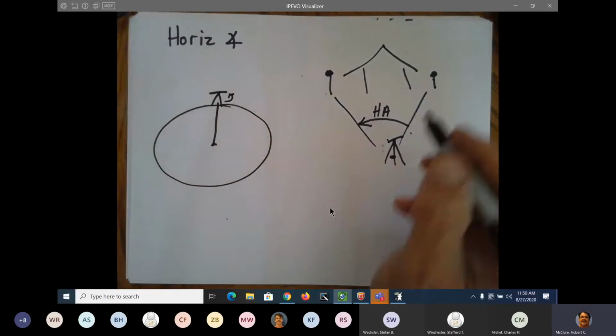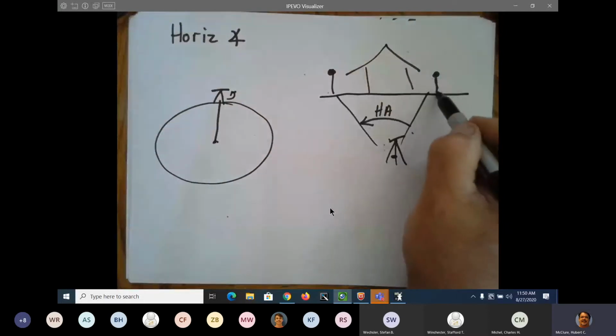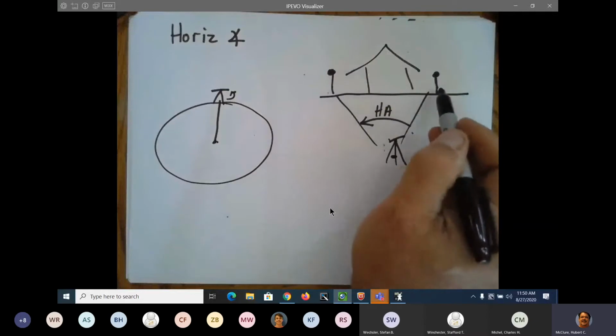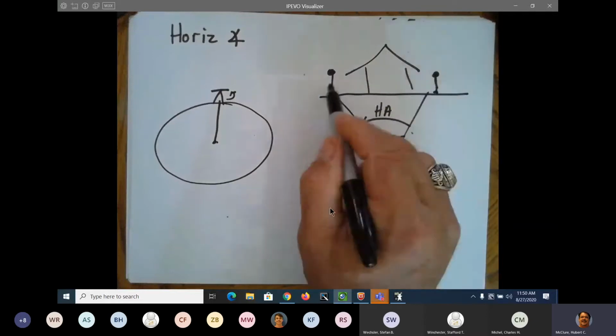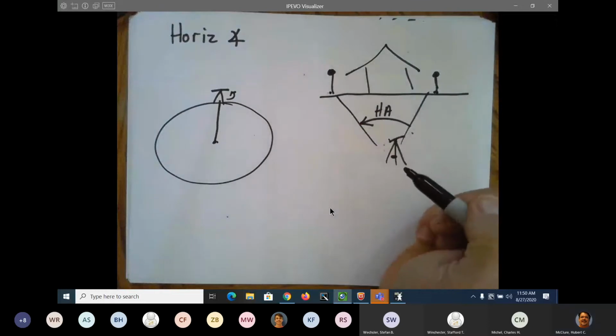So you've got a house sitting right here, and a guy sitting right beside the house, and you turn an angle from this side of the house to this side of the house. That is called a horizontal angle.